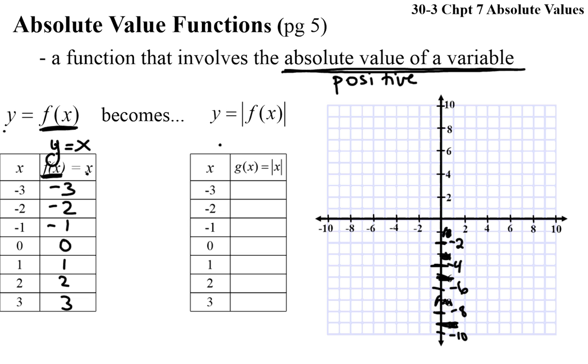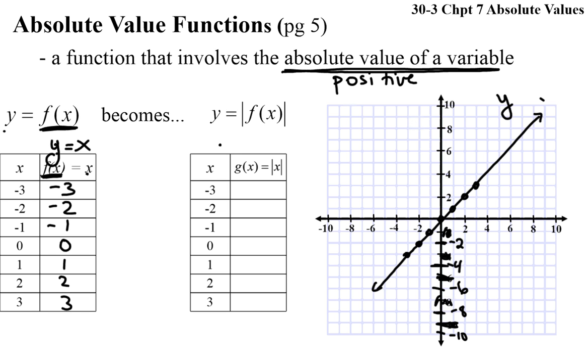So we have negative 3 is at negative 3, negative 2 is negative 2, negative 1 is negative 1, and so on. So we can create this initial graph. That's the graph we have for y equals x. Y is equal to x. That's our first graph.